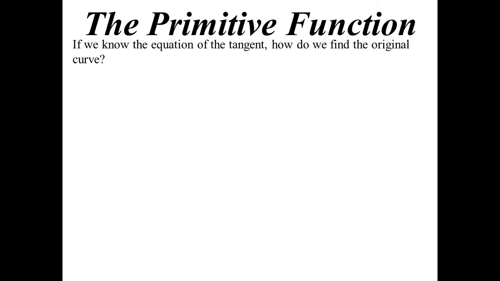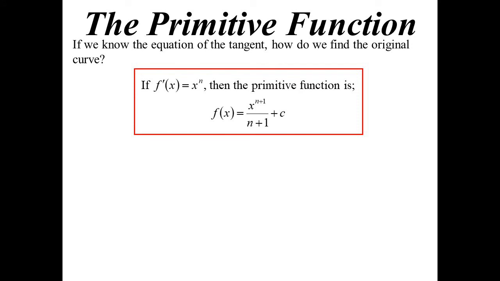Primitive function. Basically, it's going back the other way. It's called the primitive function because it's like saying, where did we start? So if we know the equation of the tangent, how do we find the original curve? So where did it come from, this equation of the tangent? We start by looking at polynomials because they're the easiest ones to do.